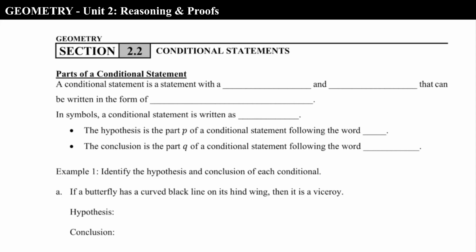Welcome to the Unit 2, Section 2 video on conditional statements. So, we're going to talk a little bit about conditional statements and the parts of it. Conditional statements have two parts.